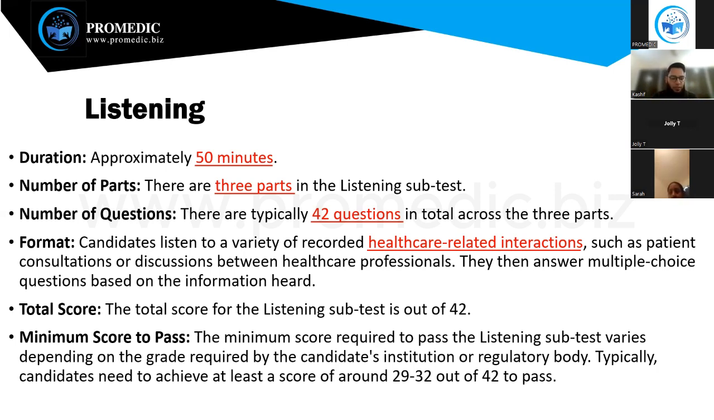Generally speaking, you will listen to a variety of recorded healthcare related interactions, such as a patient-doctor consultation or a discussion between two doctors. Then you have to answer multiple choice questions based on the information you're hearing. So how does that work?